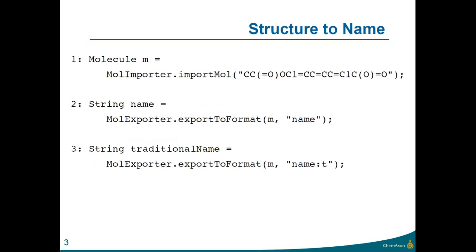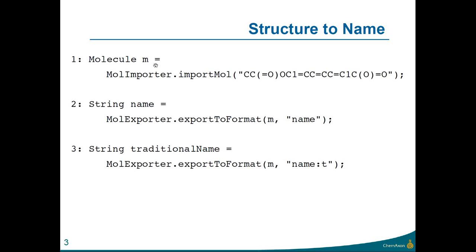So let's jump in. I hope that in general the basic API is relatively simple, because what we're dealing with now is structures and names, which are well-defined objects in Java. Name is just a string. A molecule is an object created by ChemAxon, but basically you want to convert one to the other. So here we want to convert a structure to a name. Here you can see some code example.